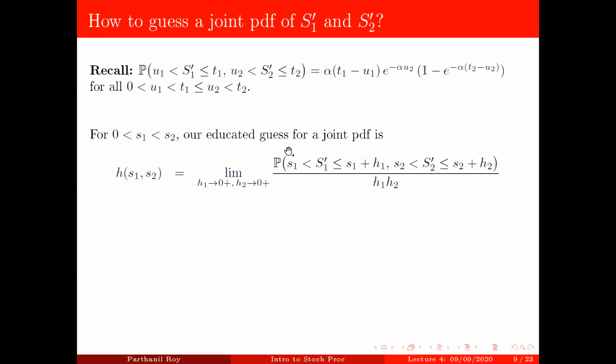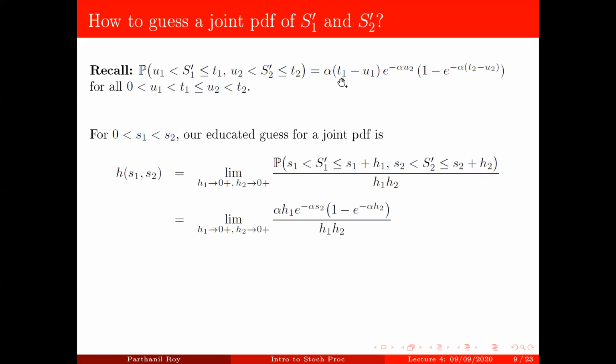Okay, so now once you know that h1 and h2 are both positive, you are in this framework, and then you can just put U1 equal to S1, T1 equal to S1 plus h1, and U2 equal to S2, and T2 equal to S2 plus h2. Okay, so U1 should be S1, T1 should be S1 plus h1, U2 should be S2, and T2 should be S2 plus h2. If you do that, put the values in there, you're going to get simply this thing.